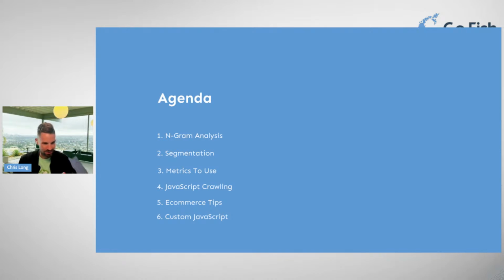Next, we're going to talk about some metrics to use, JavaScript crawling, e-commerce tips, and then finally, we're also going to talk a little bit about Screaming Frog's custom JavaScript features. Custom JavaScript is a super powerful feature that really allows you to integrate Screaming Frog into other APIs, such as OpenAI, and really do some cool things with LLMs. So I'm going to turn it over to Aaron here, who's going to walk us through some of Screaming Frog's ngram analysis features. So take it away, Aaron.